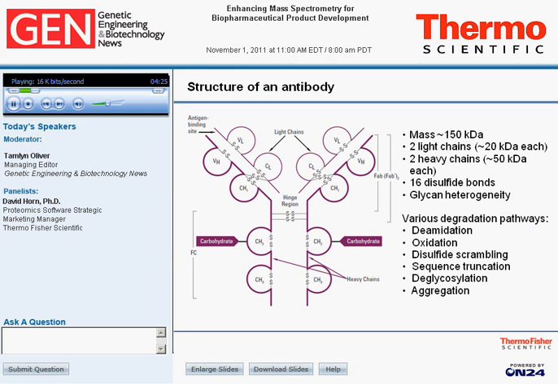One of the interesting things about almost all these degradation pathways is they induce a change in the mass. So if you have a mass spectrometer that can measure masses accurately, you could in a lot of cases detect those changes on either the intact antibody or at least on the light chain or the heavy chain. Next slide, please.